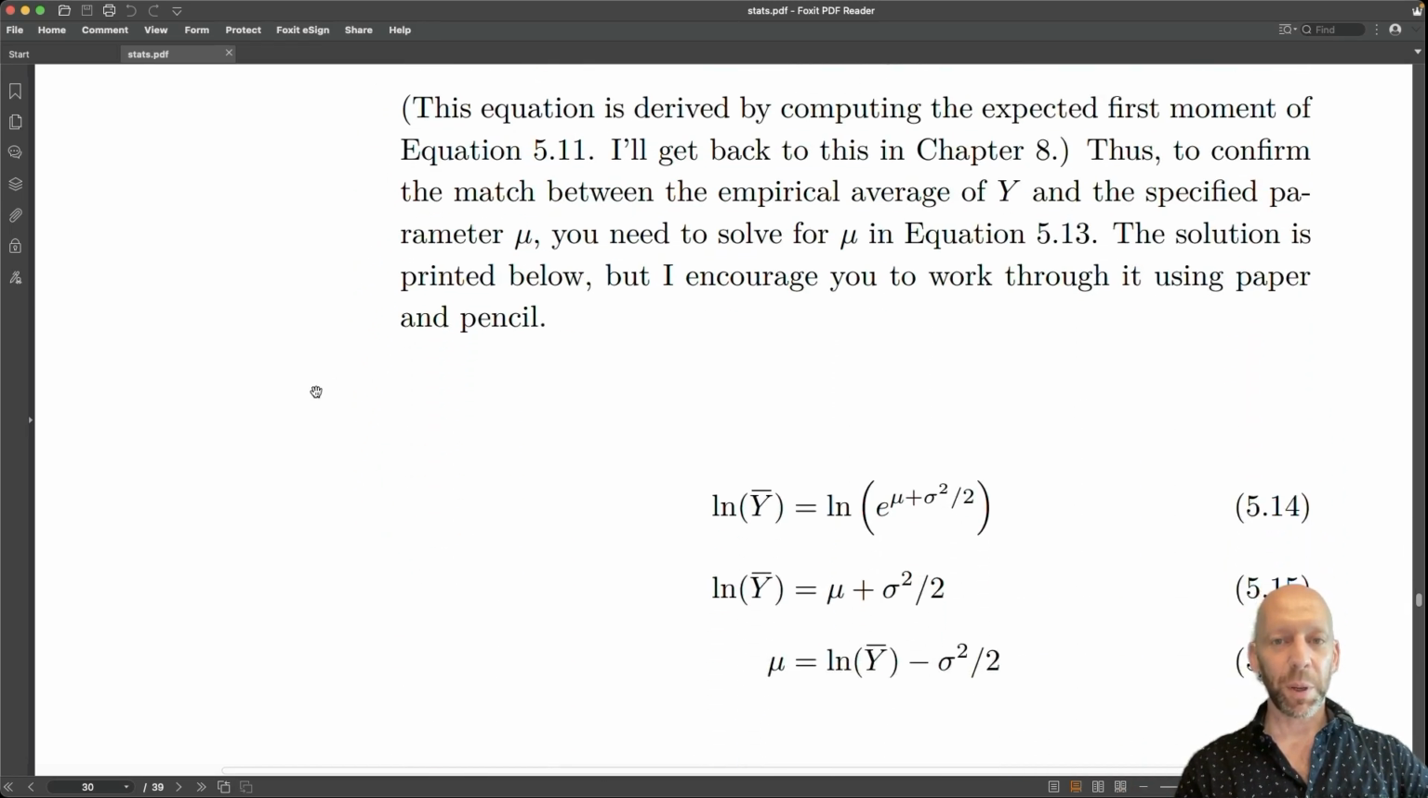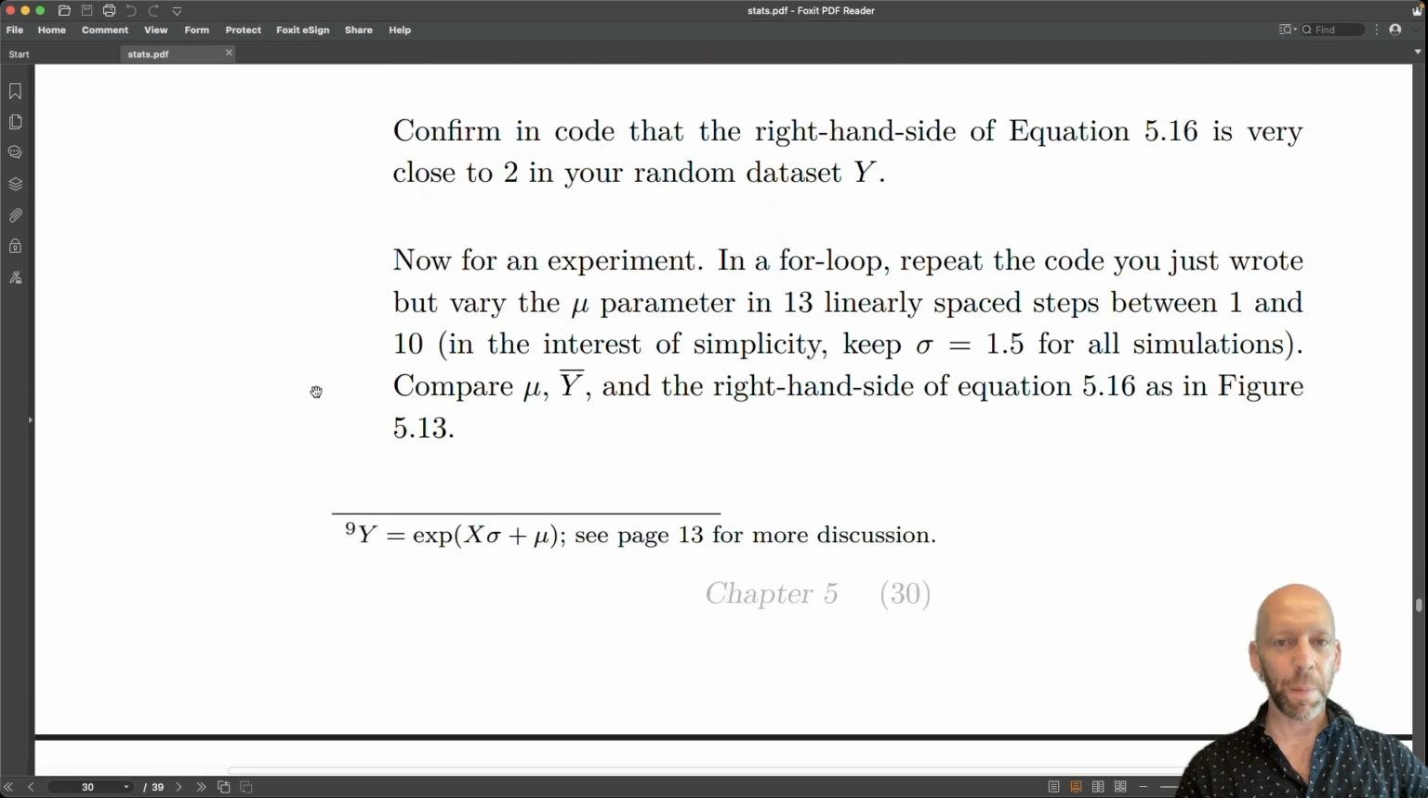Okay, so let me show you the formula down here. It's this. So this is how we create a log normal distribution: y equals e to the x times sigma plus mu. Mu is the population mean, sigma is the population standard deviation, and x is a data set of random, normally distributed numbers. So you start by creating Gaussian distributed numbers, we call that x, and then you apply this series of transformations to get y.